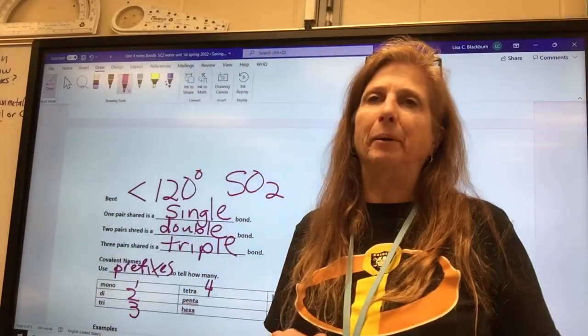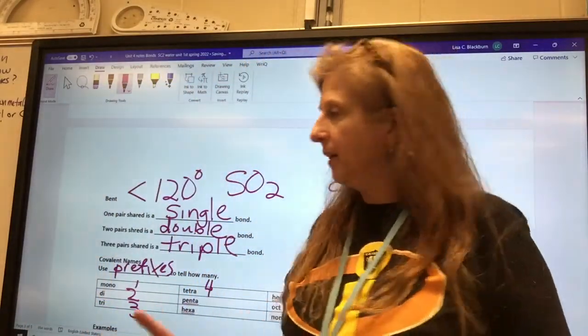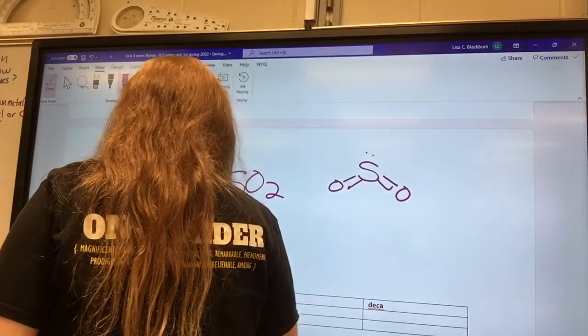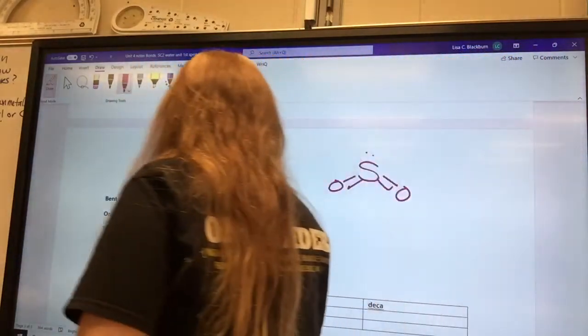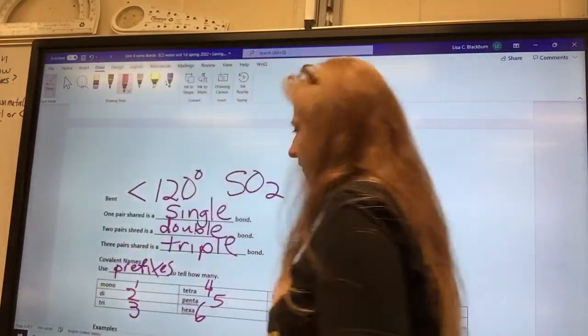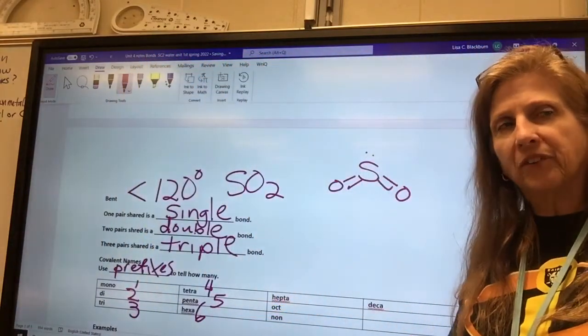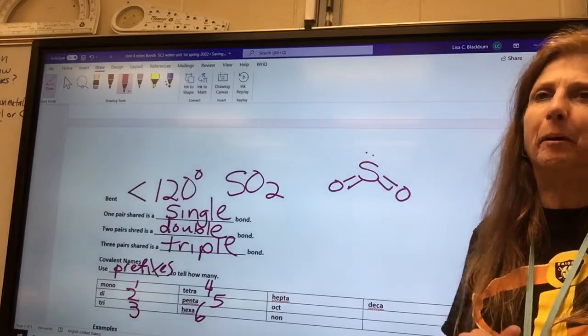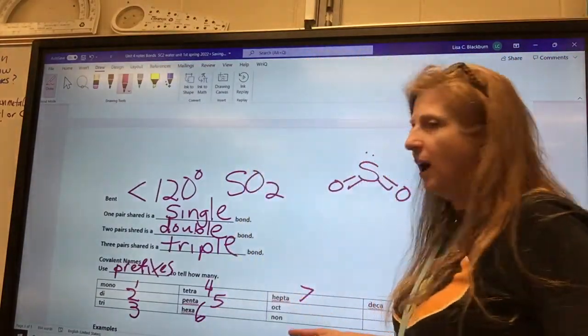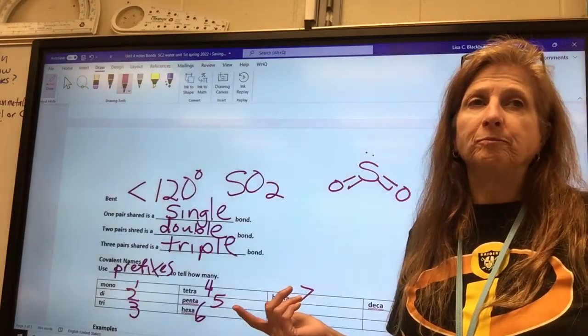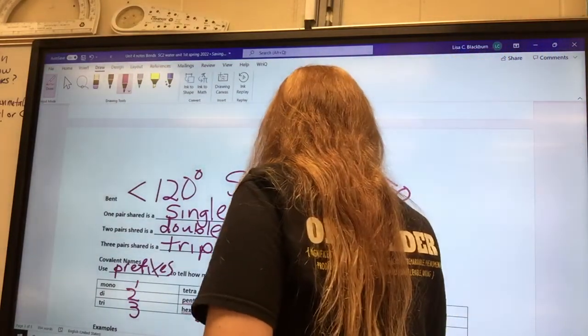Penta, what's penta? Pentagram, pentagon, five. So think about witchcraft. You can remember that one. Hexa, six. Hexagon. Now this is the one nobody knows. This is unpopular. Hept. Anybody know hept? Seven. Heptagon. Oct, everybody knows. Eight, because of the song.